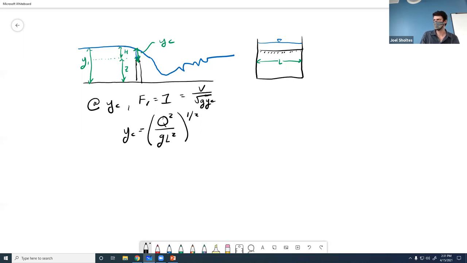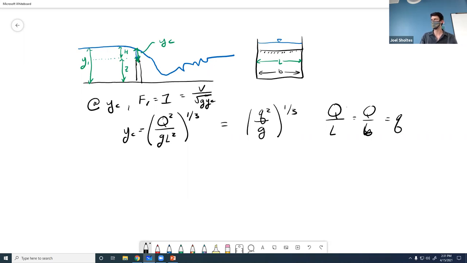We derived a version of this. It was (little q squared over g) to the 1/3, where big Q over length, or we used little b last time, remember, for the channel. But since we're talking about weirs, we're going to use L. So Q over L, Q over bottom width, is equal to little q, or discharge per unit width. This is just a relationship we derived from essentially using the specific energy equation, taking the derivative of it, setting that to zero for a minimum, and then solving for these terms.